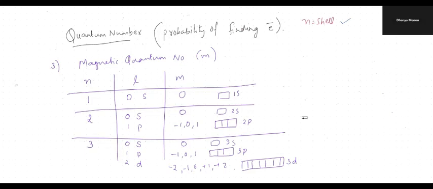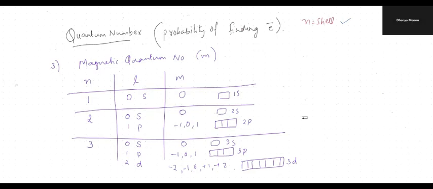So students, this is how n represents the shells, then you have the subshells, which are represented by L, and you have the orbitals represented by M. It tells you about the number of orbitals, and also about the different orientations of the electron cloud. I already told you about the M values.